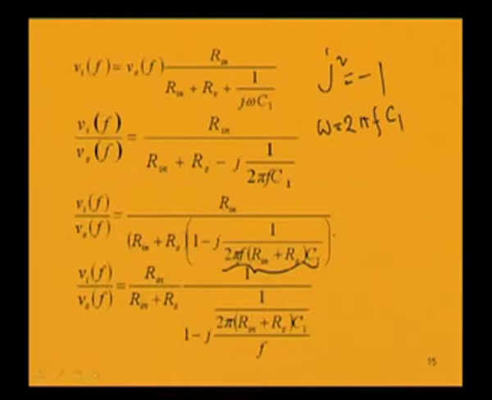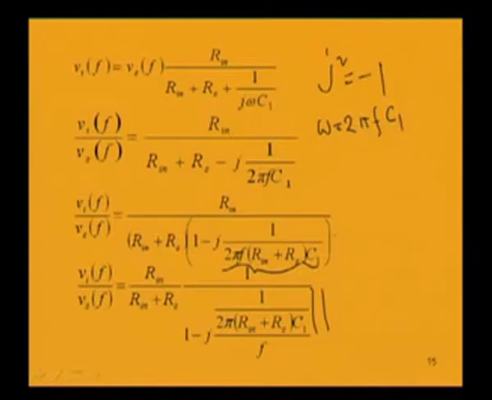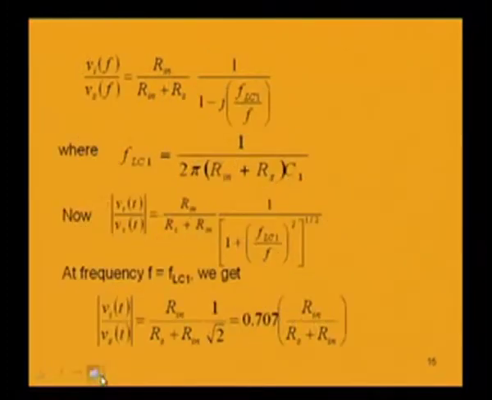Now just look into this term 1 by 2 pi into (Rin plus Rs) into C1. That term, let us write it as FLC1, because this is 2 pi into a resistance into a capacitance. So RC basically is nothing but a time constant of the circuit, and that intention we are keeping in mind. So we are expressing FLC1 as 1 by 2 pi into (Rin plus Rs) into C1.